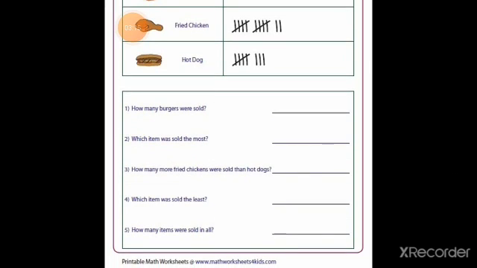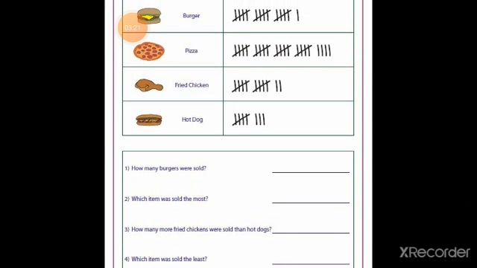Now look at the fourth question. Which item was sold the least? Least means very less. So which is the item which was sold in very less? Yes, hot dog. That is only 8.